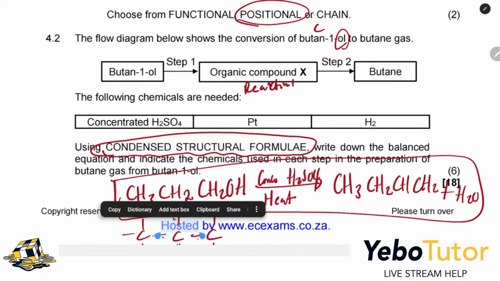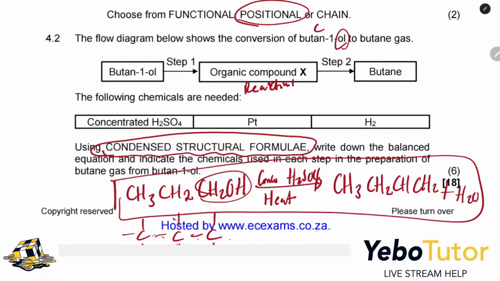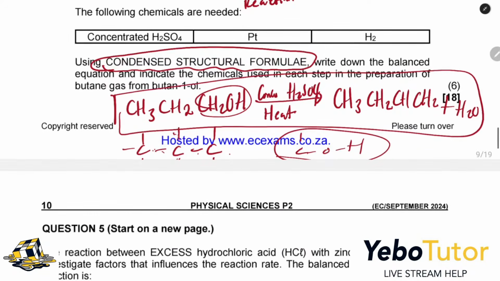Yes, as we go forward, we go and do the same thing. We have our CH, so that'll be 1 2. Then you have the O and H over there at the end. So that's you just doing that on your own as well.